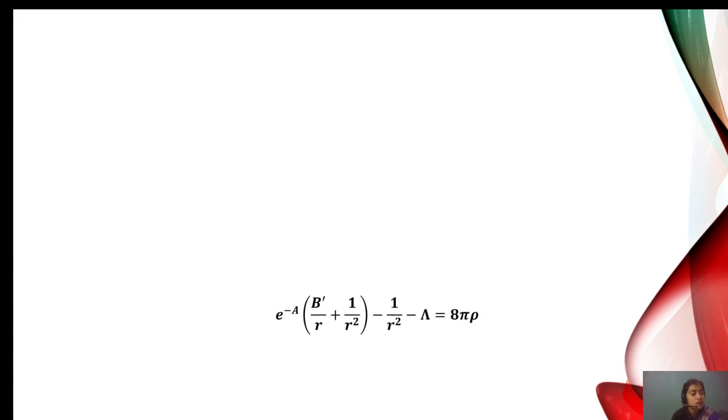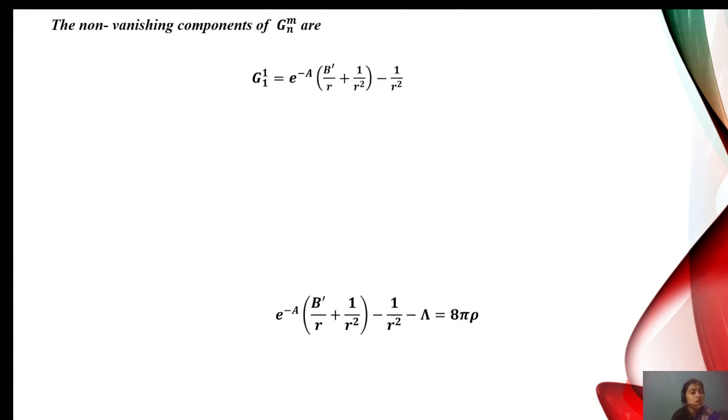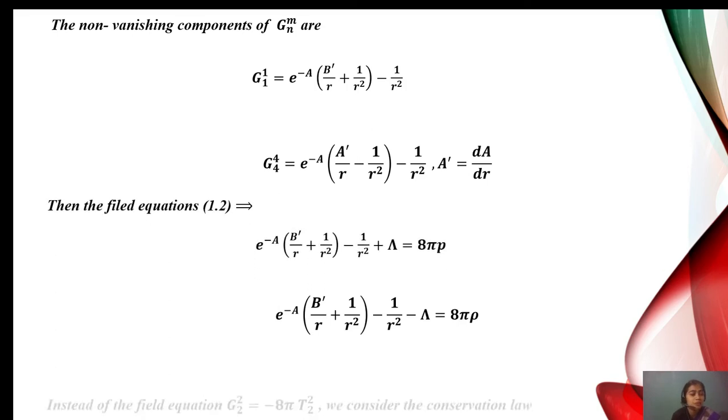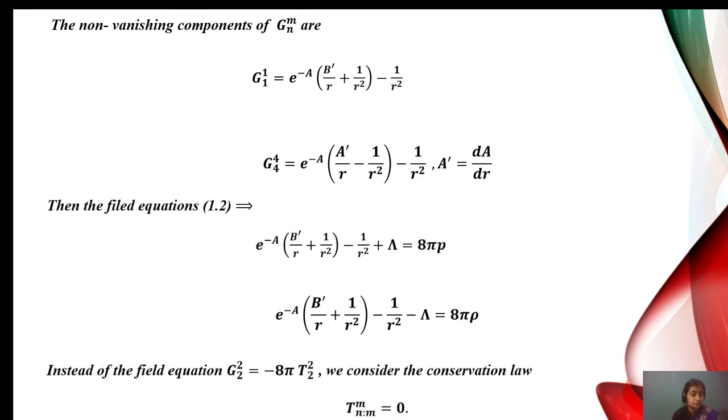If given as 0, then m is also not equal to n. Then the non-vanishing components of g^mn are g^11 equals e^(-a), and g^11 equals e^(-a) (b'/r + 1/r^2 - 1/r^2). Okay, g^44 equals e^(-a) (a'/r - 1/r^2 - 1/r^2). Both of these conditions are balanced to the form a' equals dA upon dr.